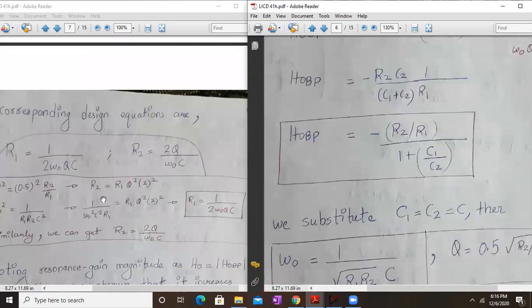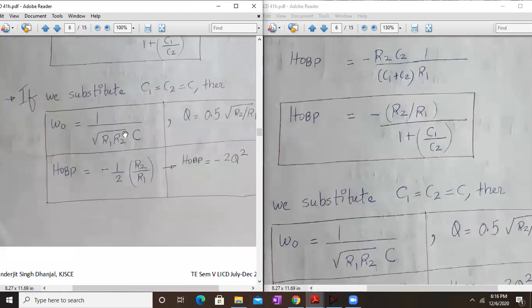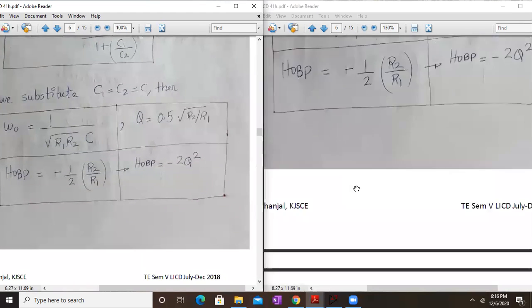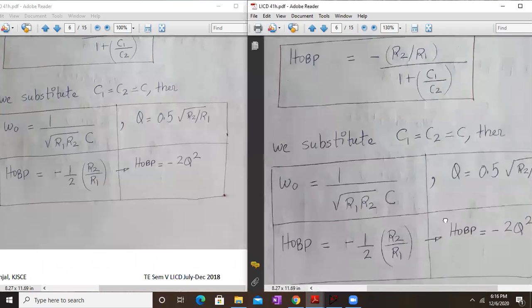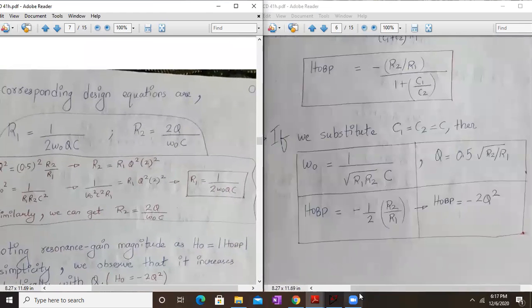Okay. Now let me see the corresponding design equations. Let me just bring it back. These are the four equations which we got, correct? Omega naught, HOBP, and Q equations basically. So from here, we can rewrite the expression of R1, and these are the two design equations which we can get. R1 will be 1 upon 2 omega naught into Q into C, right? And your R2 will be 2Q divided by omega naught into C.